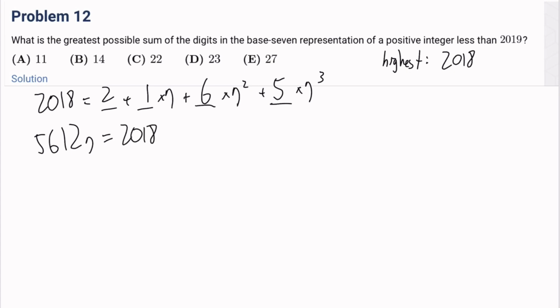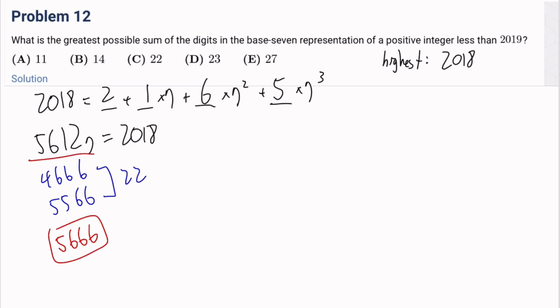So what we want is the greatest possible sum of the digits, right? And so the number has to be less than 5,612, and so the highest sum of the digits this can give us is either 4666 or 5566. Either way, they give the same value, which is 22. And the only way to get a sum of the digits greater than these two numbers is only by doing 5666. But then since this is more than 5,612, that's not possible, right? And so 22 is the best we can get.